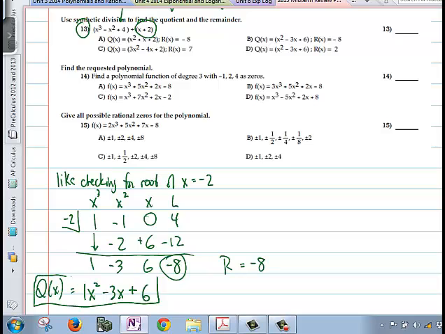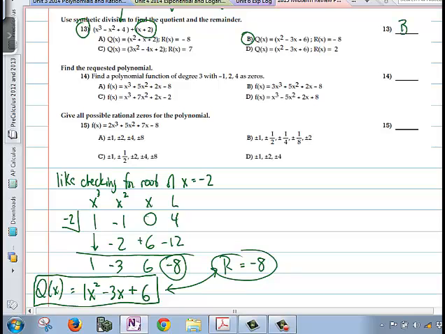This is definitely something that you want to write on your note card because it will remind you of what we used synthetic division for such a long time ago. So looking at the choices, I'm looking for x squared minus 3x plus 6 with a remainder of -8. So that would be choice B.